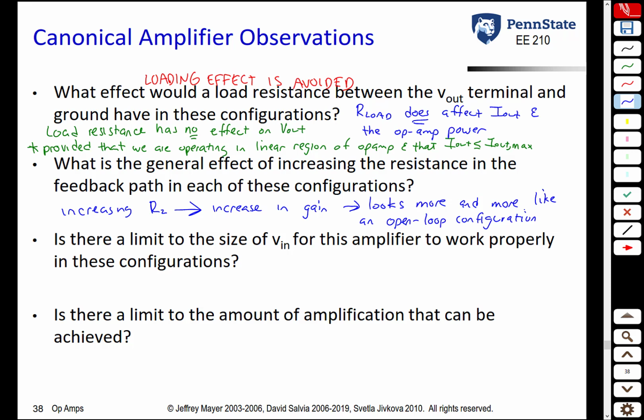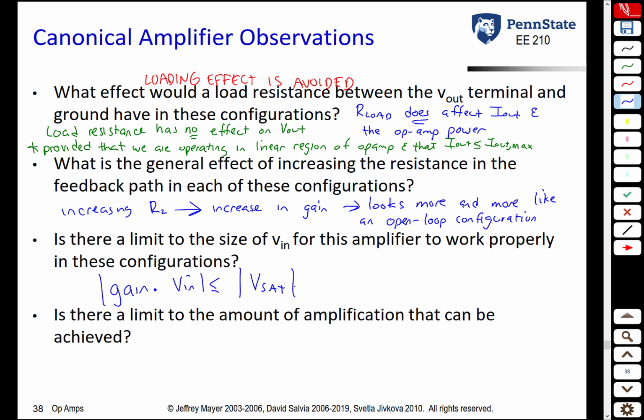So the next observation is, what is the limit on the size of the input signal for the amplifier to work properly in all of these different configurations? Remember, all of these configurations imply that we're in the linear region of the op-amp. We're not hitting saturation. That means that the magnitude of the gain times our input signal has to be less than or equal to the magnitude of the saturation voltage, which of course in turn depends upon the power supply that is driving the op-amp. So it depends on VCC and VEE.